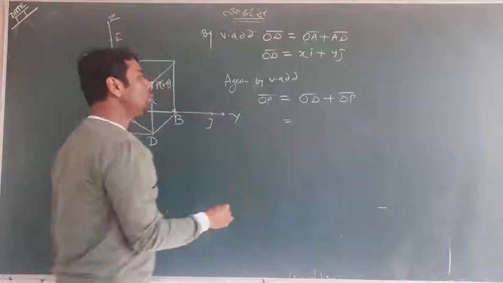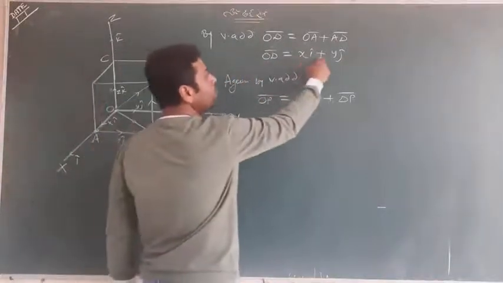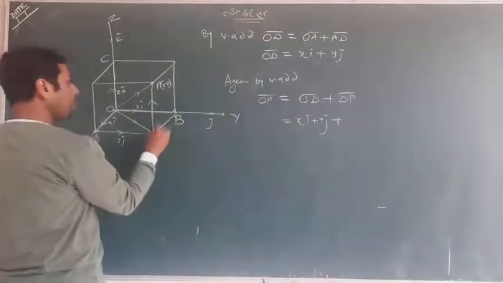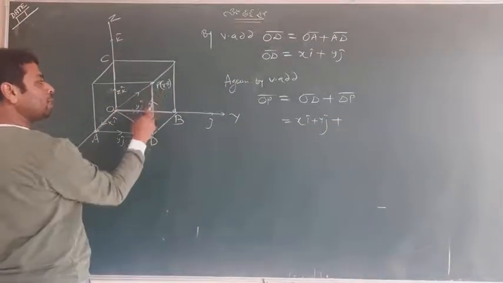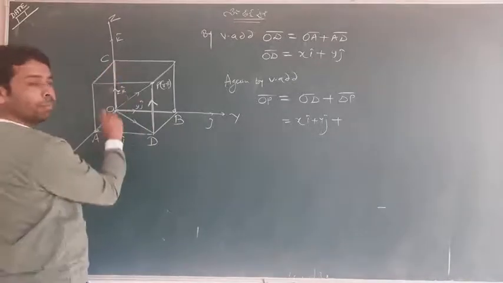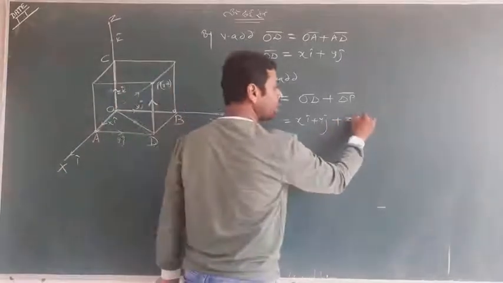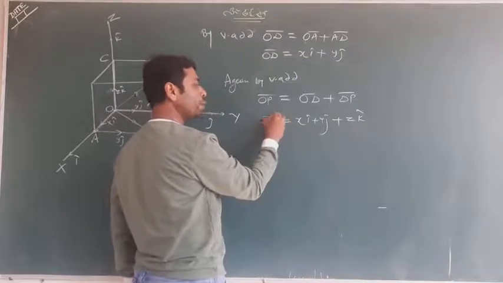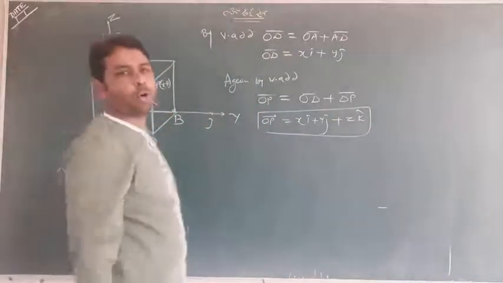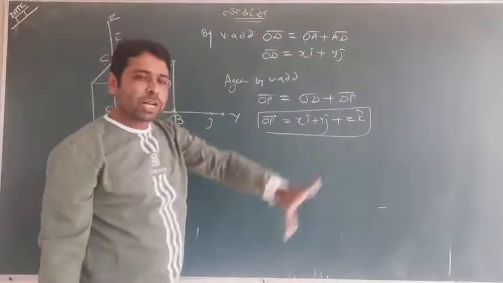Now OD, you already got, is equal to xi plus yj. And what is DP? This is my DP, which in this direction is equal to zk cap. You know, same, this is none else but zk cap. This is OP. What have you got? This is a very important thing we have got, students. And please try to connect.